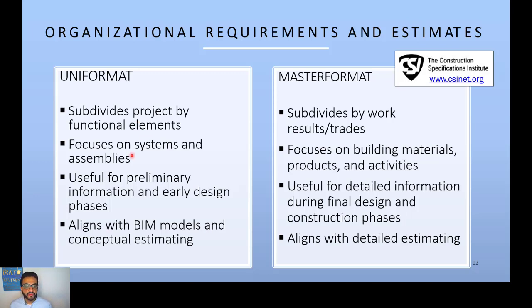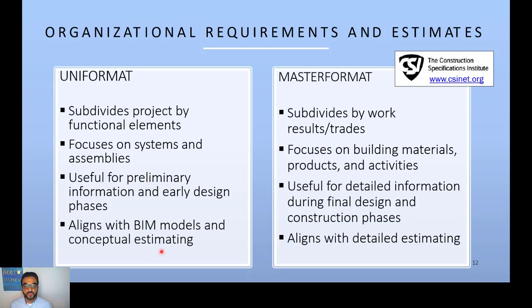The focus in UniFormat is on the systems and assemblies, but in MasterFormat the focus is on building materials, products, and activities. And this is why it's useful for detailed information during the final design and construction phases, because you have a lot of information. But UniFormat is useful for preliminary information in early design phases to give estimates. I know there will be a wall. Every room will have these walls. I know these types of walls, what are the functional requirements for these? The thermal insulation, the acoustical performance, all of that. I don't know what they're built from, but I know the requirements for their performance. So UniFormat will be helpful with that.